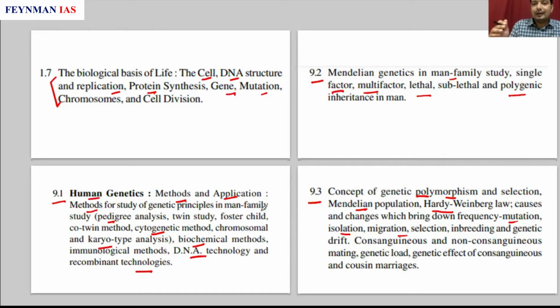So here you're not studying at the individual level. Here you're studying at the level of a population. That is why 9.3 can be considered as population genetics as well, because here your focus is a bigger group.